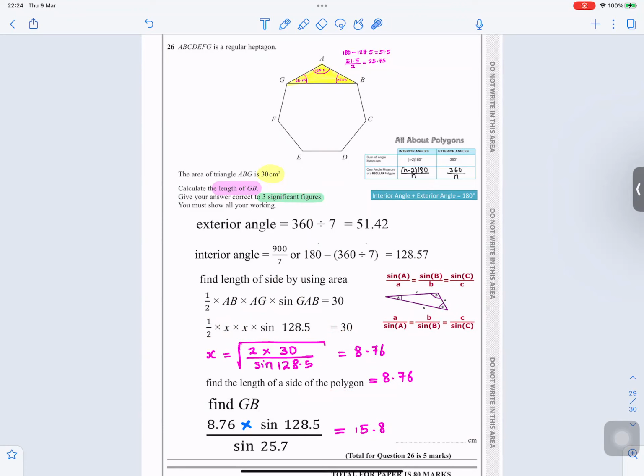And to find GB, we use the sine rule. 8.76 times sine 128.5 over sine 25.7. That gives you 15.8. And I've put there the formula for the sine rule to use.